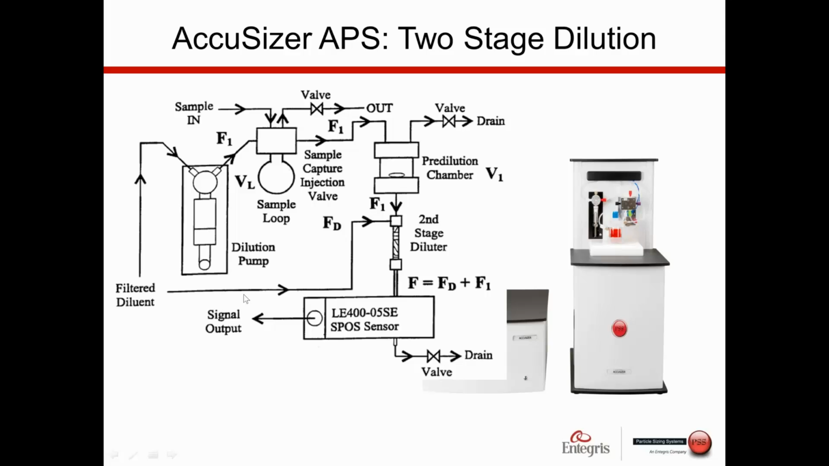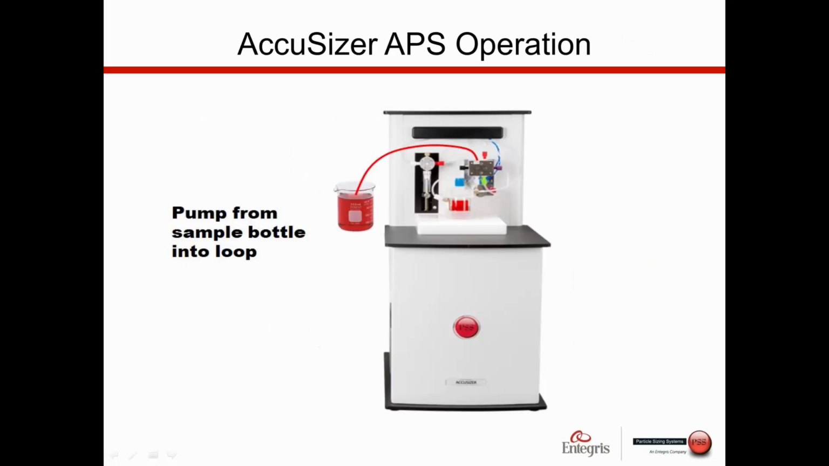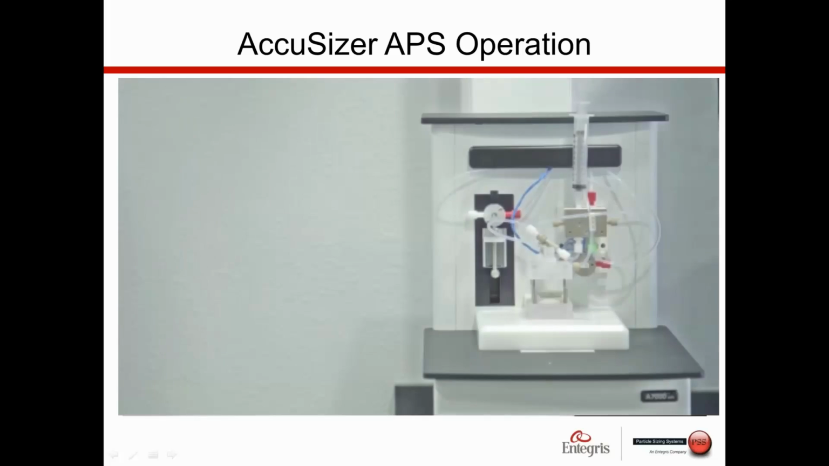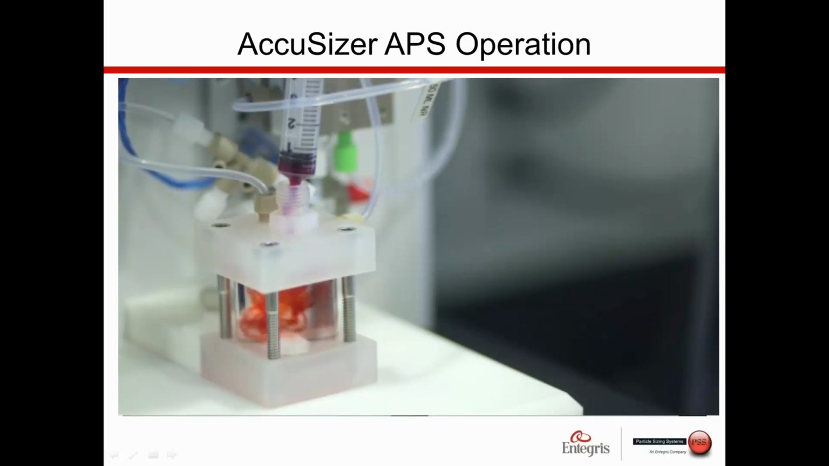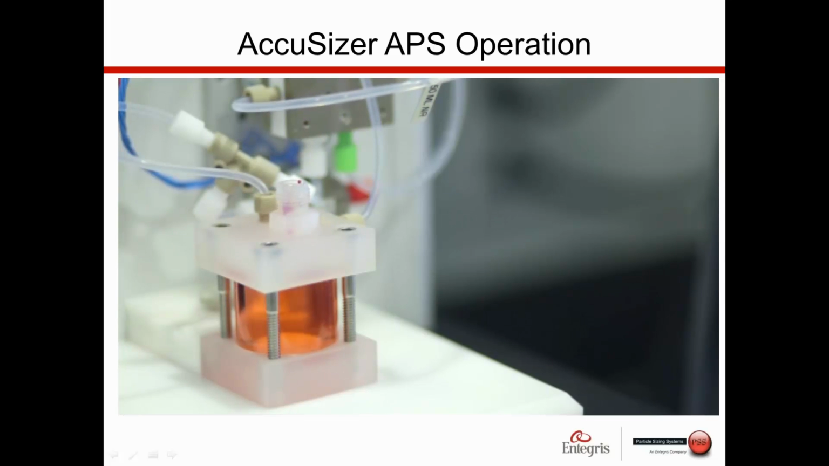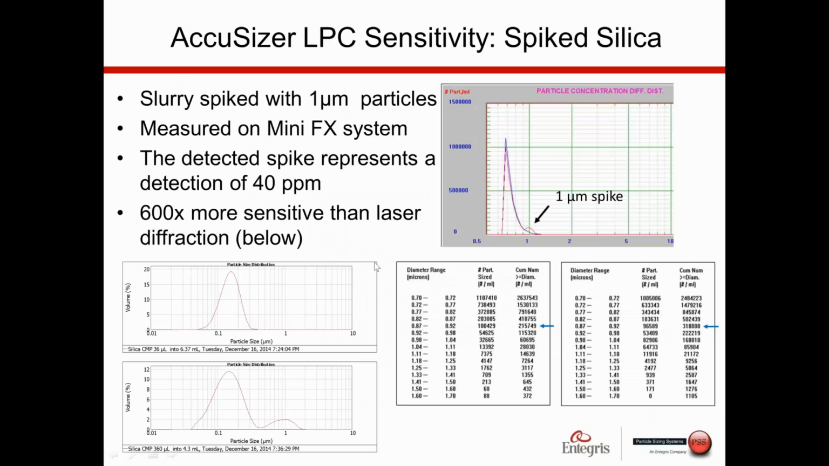And then there's a second stage of dilution where we continually bring in filtered water. And this way we're continually diluting the system and again bring the concentration down below the coincidence limit before we begin the measurement. There are several ways you can use the AccuSizer APS. We can use a pump to bring sample into that loop, or we can just simply directly inject the sample into that dilution chamber and then begin operating the system. So that's the AccuSizer APS.